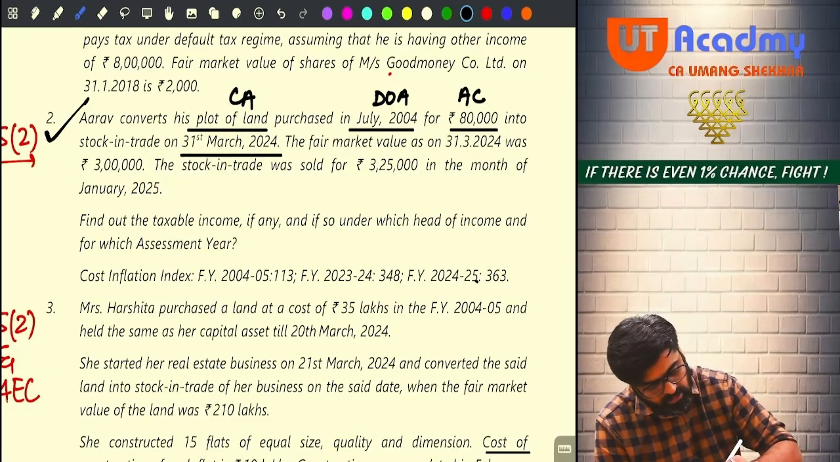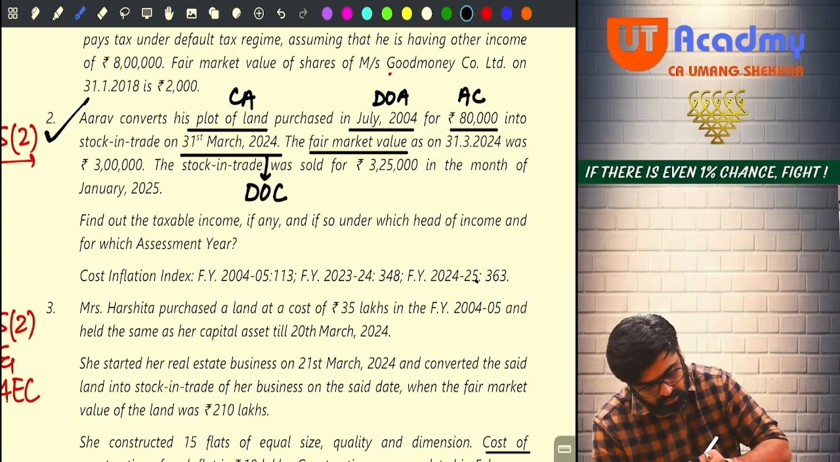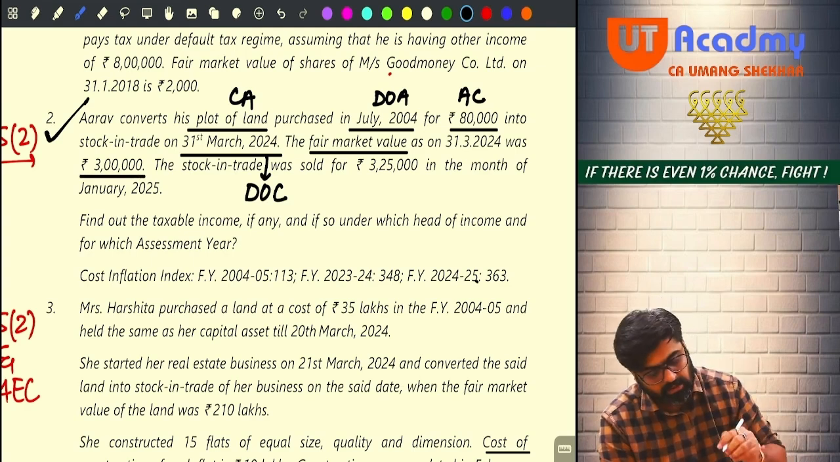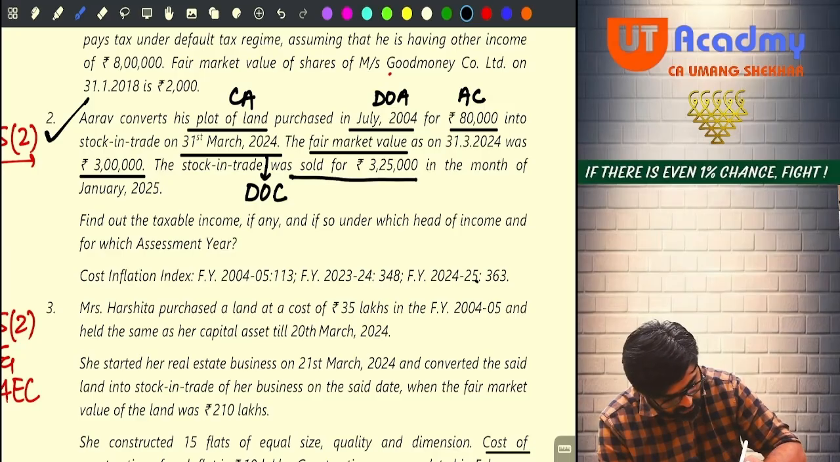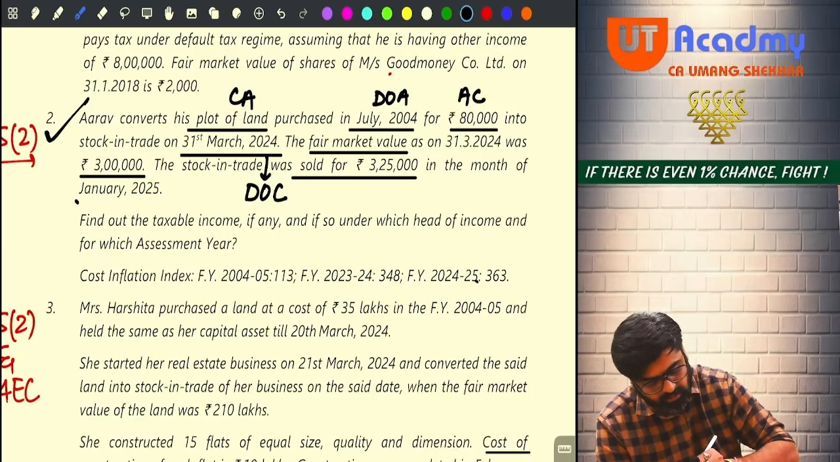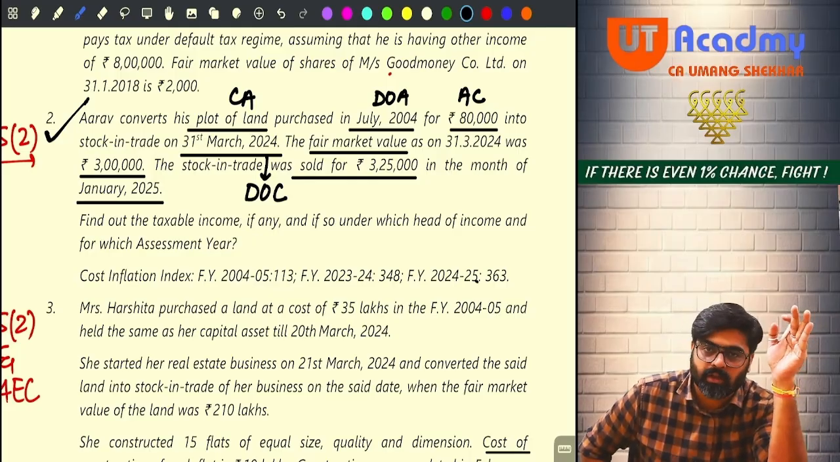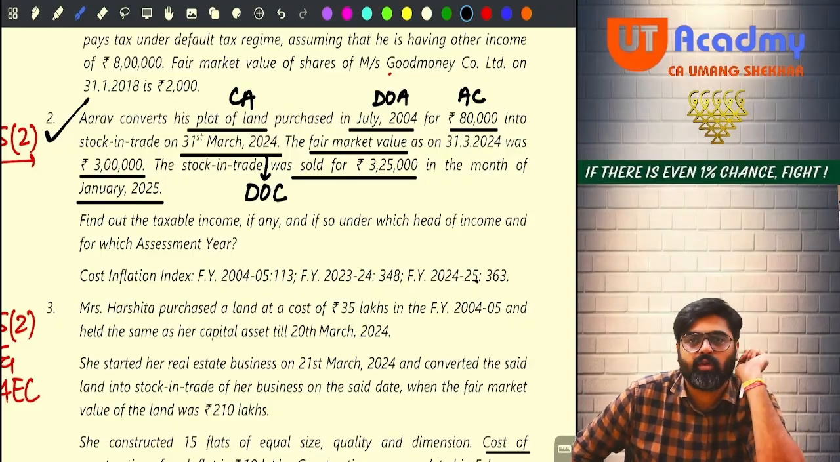Can I say 31st March 2024 is the date of conversion? Yes sir. The fair market value as on that date was 3 lakhs. So this 3 lakh is the fair market value as on the date of conversion. Stock in trade was sold for 3,25,000 in the month of January 25. So can I say previous year 24-25 the stock in trade is sold? Yes. So in the previous year 24-25 PGBP will also be calculated. Capital gain will also be calculated.